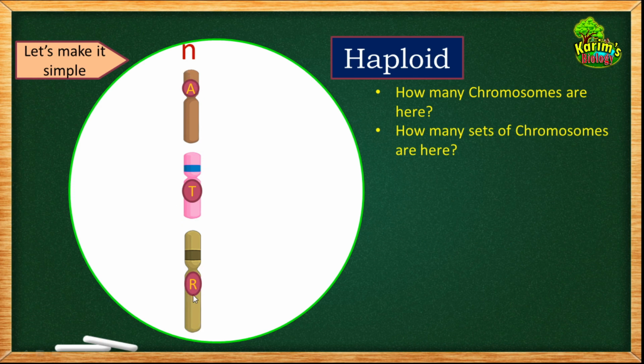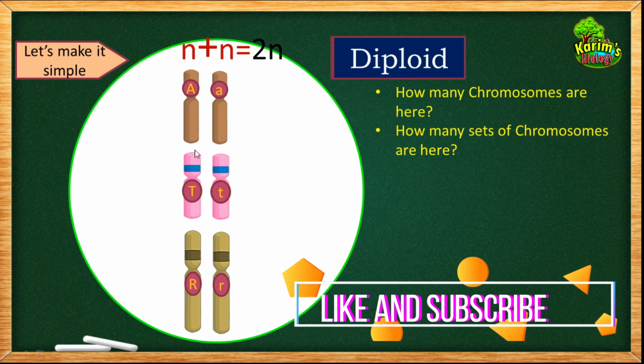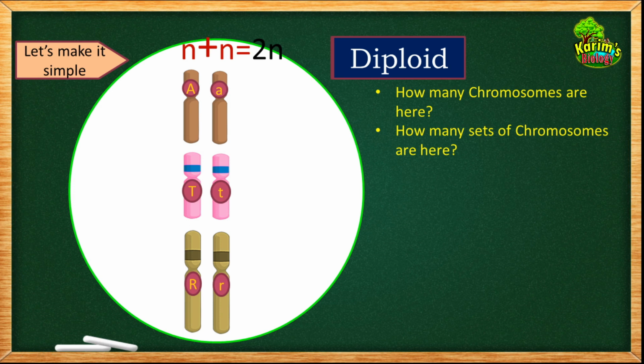So I can call these 3 chromosomes a single set of chromosomes, like we considered 7 different subjects as a single set of textbooks, right? Therefore, in this case also 3 different chromosomes make up a set of chromosomes. Now observe carefully. There is one more set of chromosomes, right? Now can you tell me again how many chromosomes are here? 1, 2, 3, 4, 5, 6. Now 6 chromosomes are here. That means the number of chromosomes has been doubled.